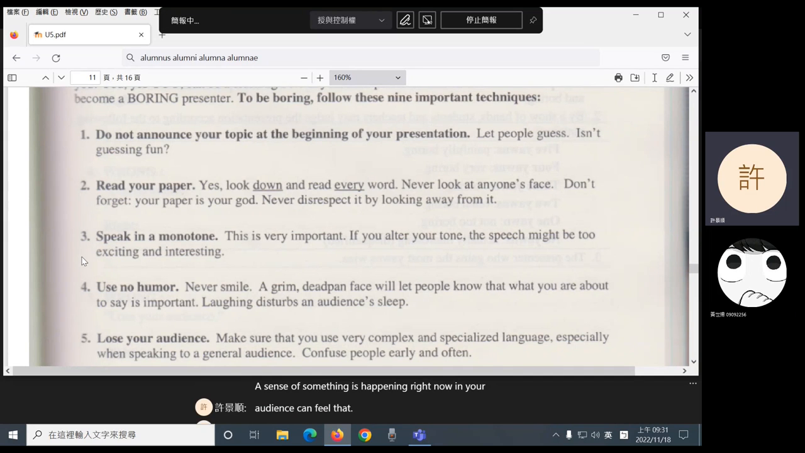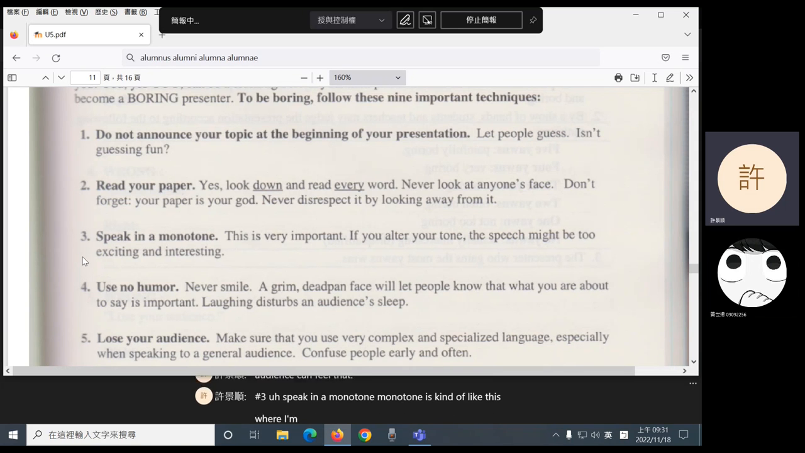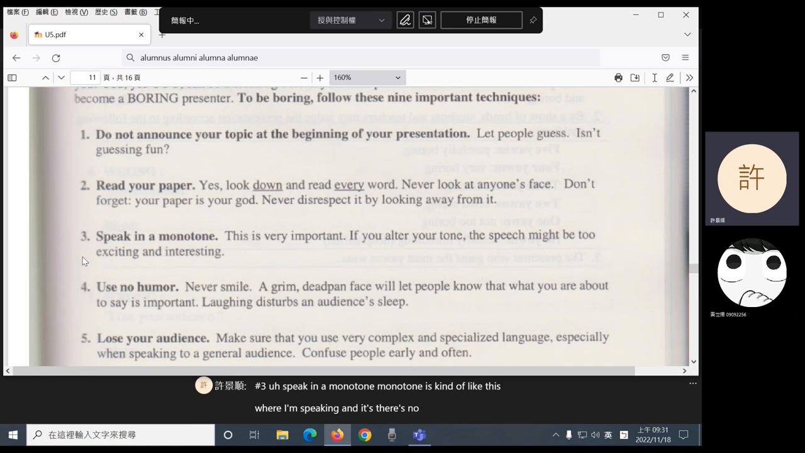Number three, speak in a monotone. Monotone is kind of like this, where I'm speaking and there's no energy. It's the same sound for all the words. So don't do that, right? When you give a speech, try to put some energy into your words. Be lively. Change your tone. Go high, go low. Try to catch your audience's attention using your language.